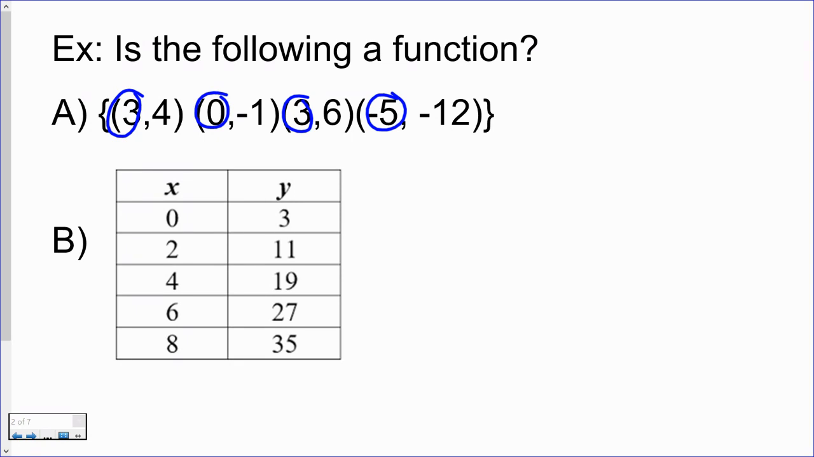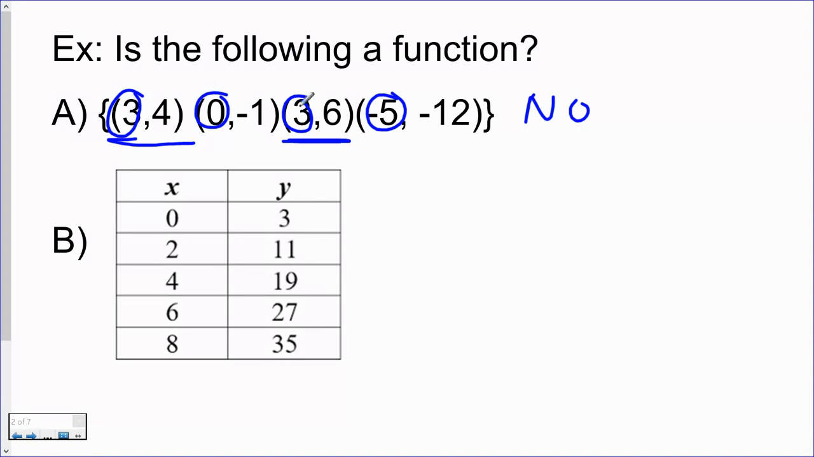However, we have an issue here because we've got a 3 being assigned to a 4 and a 3 being assigned to a 6. So it's not being assigned to exactly one value of y. So in this case, this would not be a function. And again, that's because your x value of 3 is not being assigned to only one y value. It's being assigned to y values of 4 and 6.